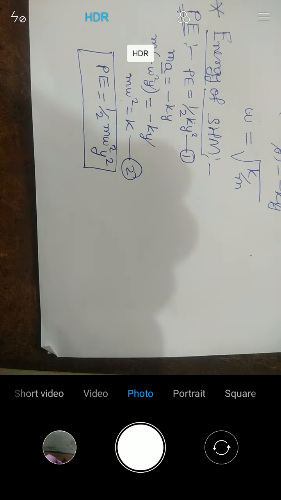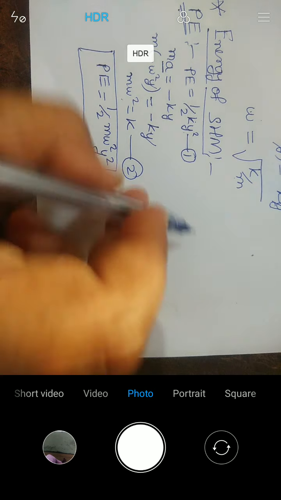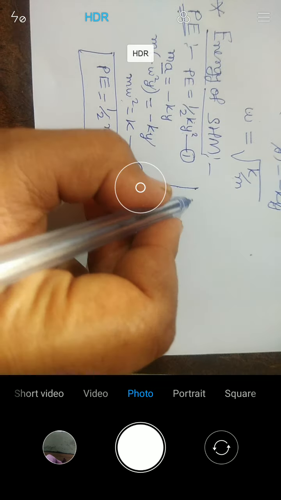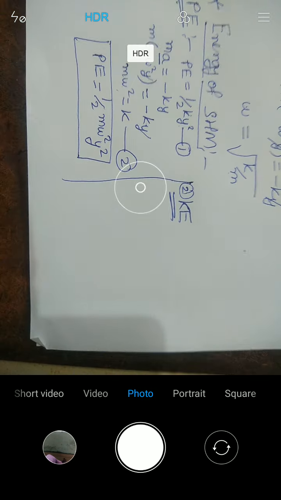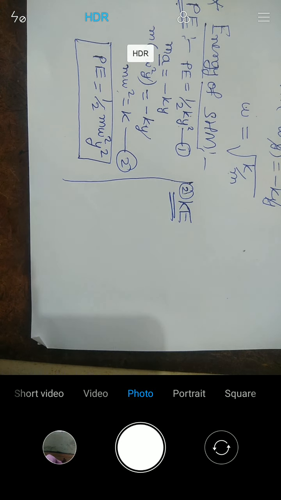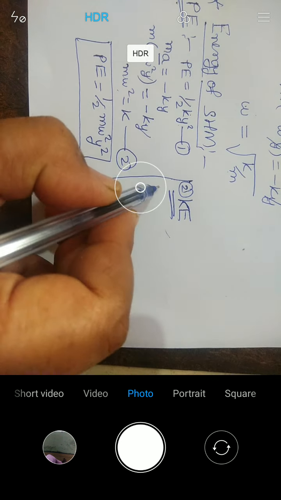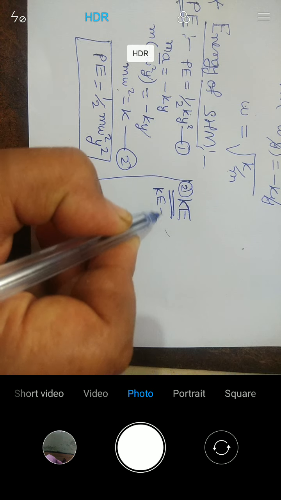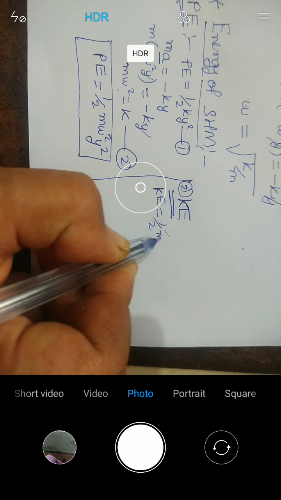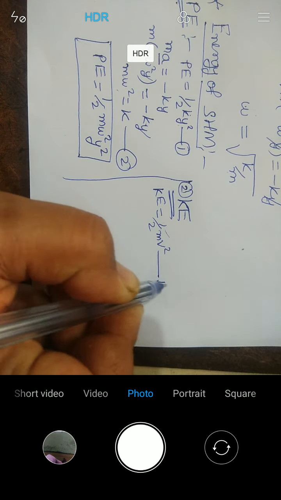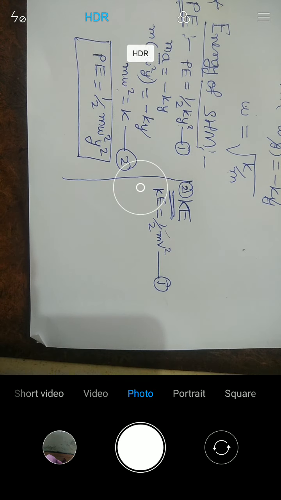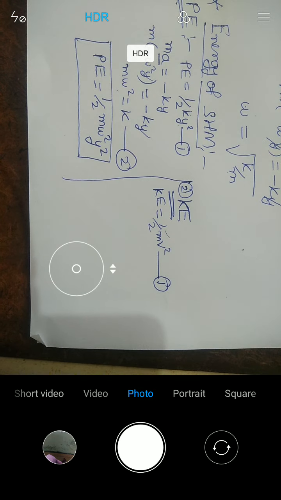Then after that we'll see the kinetic energy, KE. Consider m is the mass of the particle executing SHM. Then the kinetic energy KE is equal to, I will write, half mv square. Suppose this is equation number 1. It is the kinetic energy of a particle.